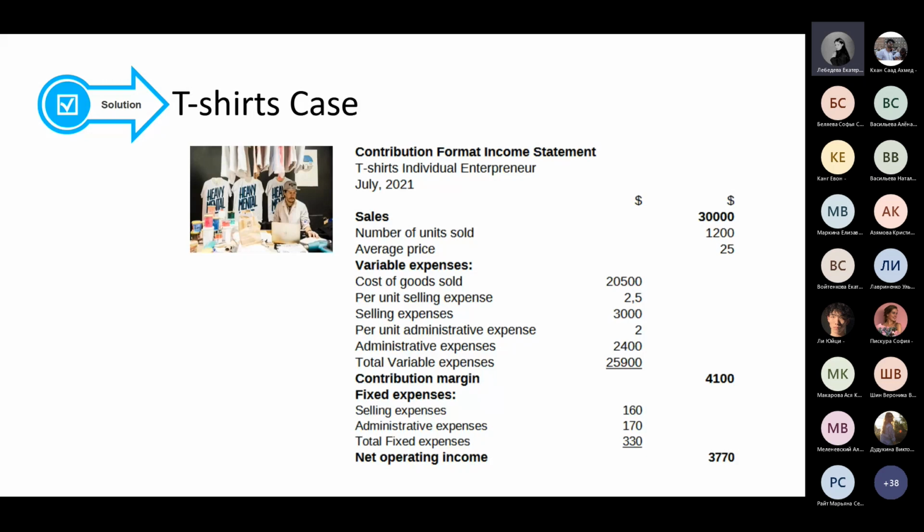Is it clear that we use administrative expenses in variable and fixed twice because we have different categories of variable expenses? So administrative expenses could be also variable and fixed. And in our case, we have two of them. And that's why we use these names two times. Any questions about this case?